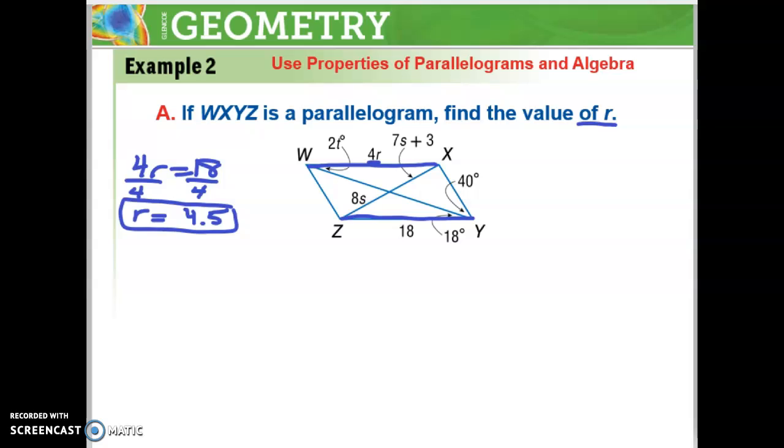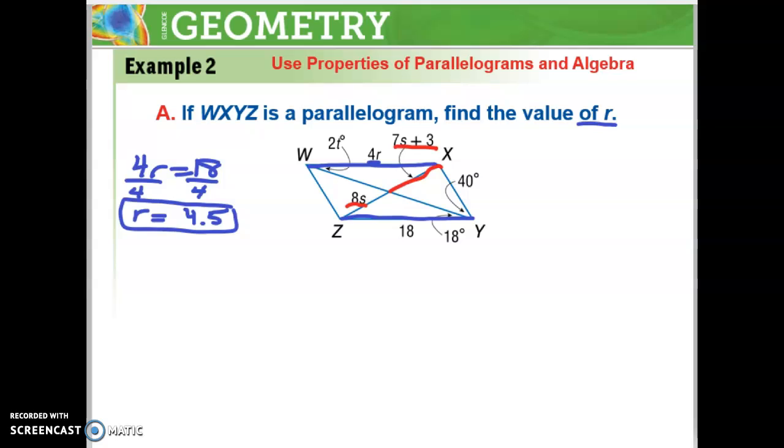Okay. The next thing we're going to solve for is S. So I'm going to change colors here. Let's go red. And now we're looking for S. So where's S located? We can see it right up here. And we're talking about this part of this diagonal right here. We also see that there's an S in here too, and that means we're talking about this side as well.